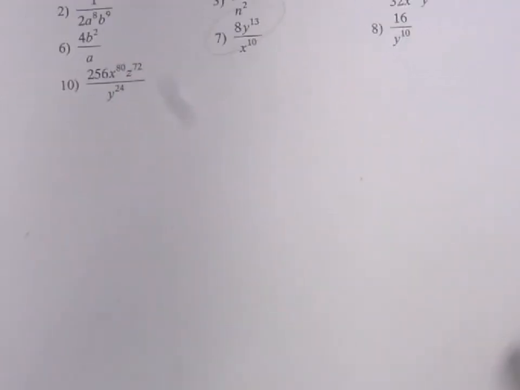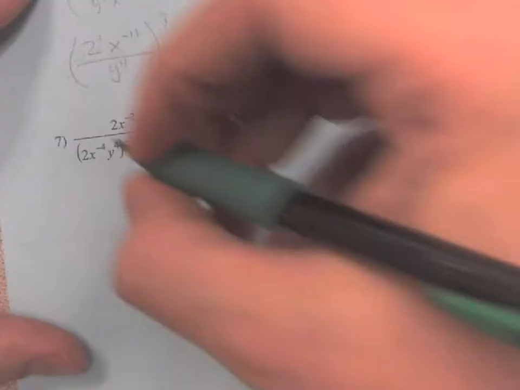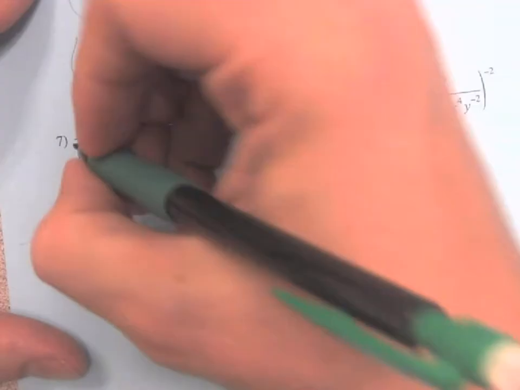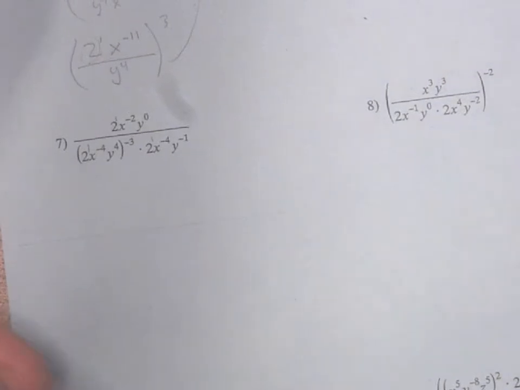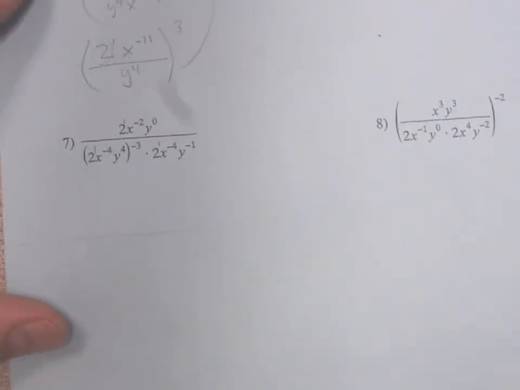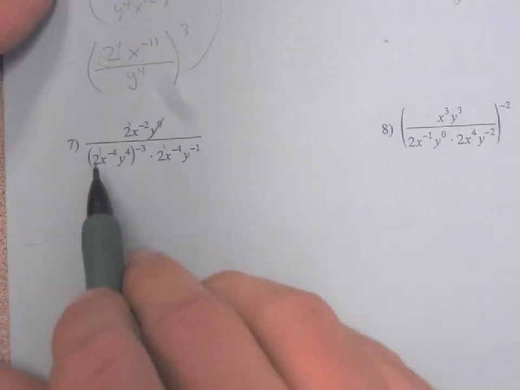Check. All right. Number 7. Let's start with our powers of 1. So 2 to the 1 power, 2 to the 1 power, 2 to the 1 power. Okay. Anything that has a 0 exponent, we're going to get rid of. That's a 1.